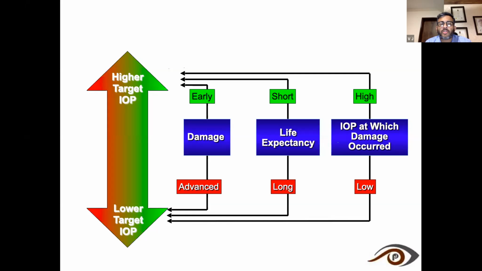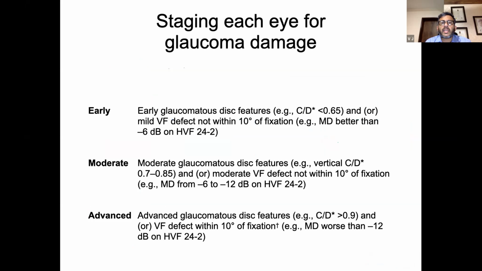If the damage to begin with in the optic nerve head or the visual field is very early, again we can set a higher target intraocular pressure when compared to advanced damage on visual field or optic nerve head. So stage each eye for the glaucomatous damage. This is a guideline, taking into consideration the visual field printout.